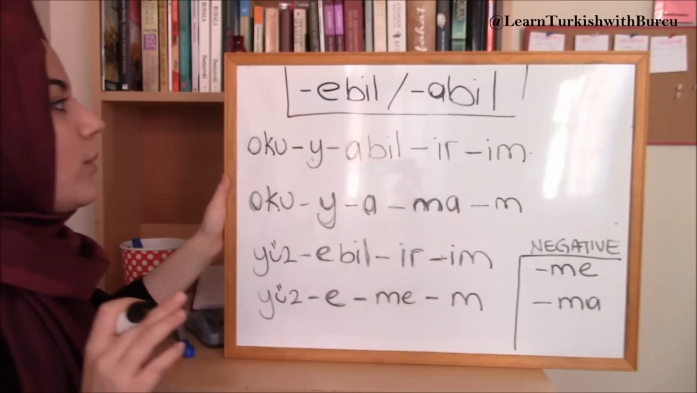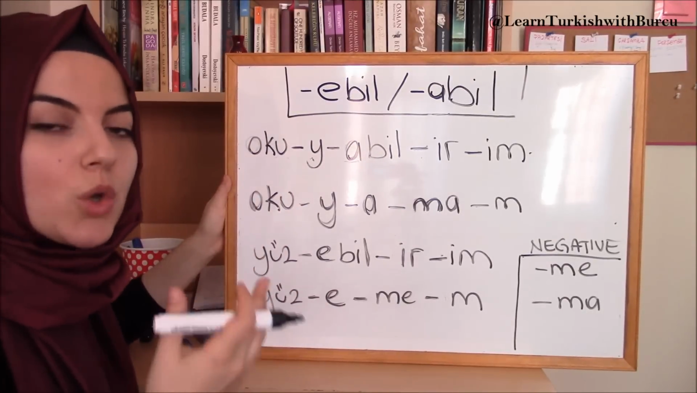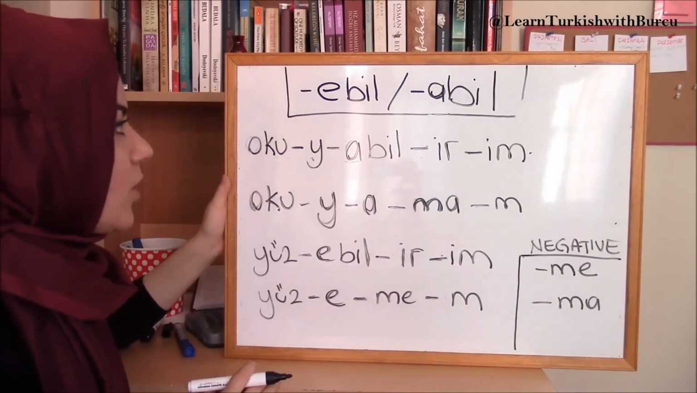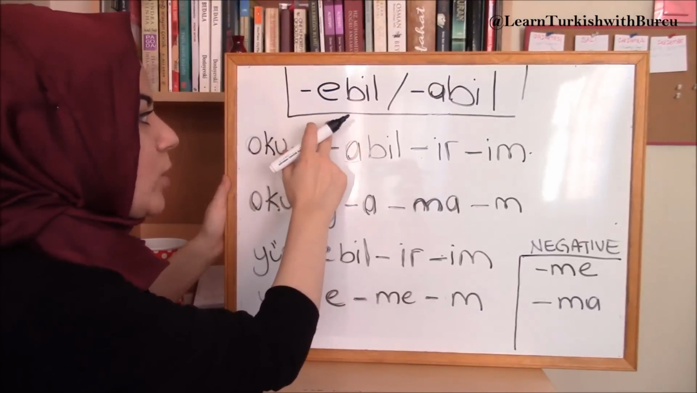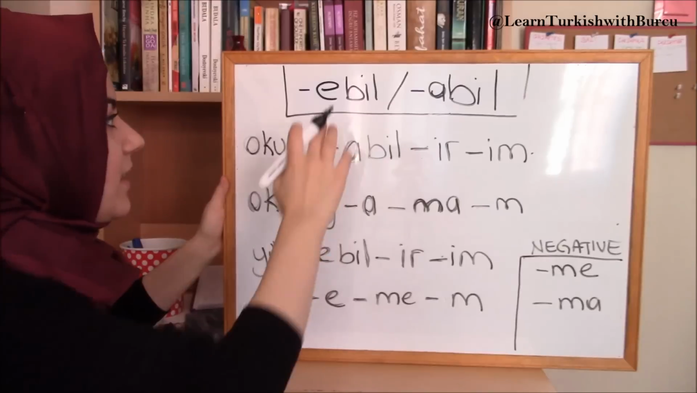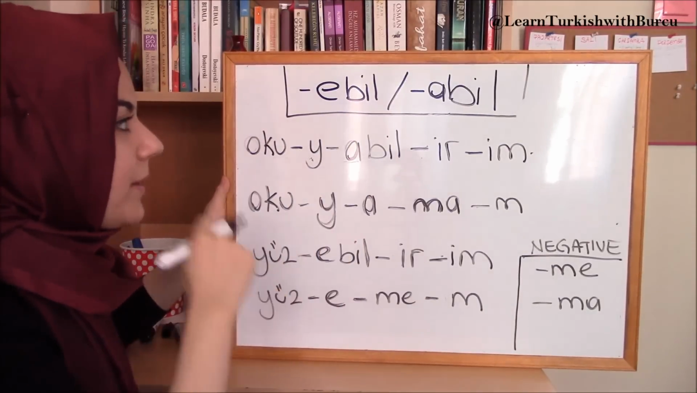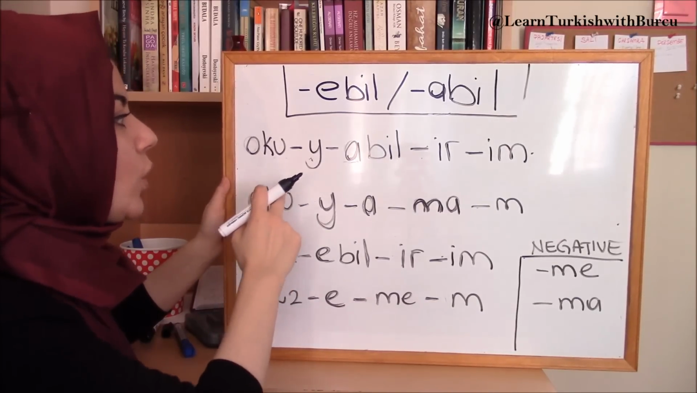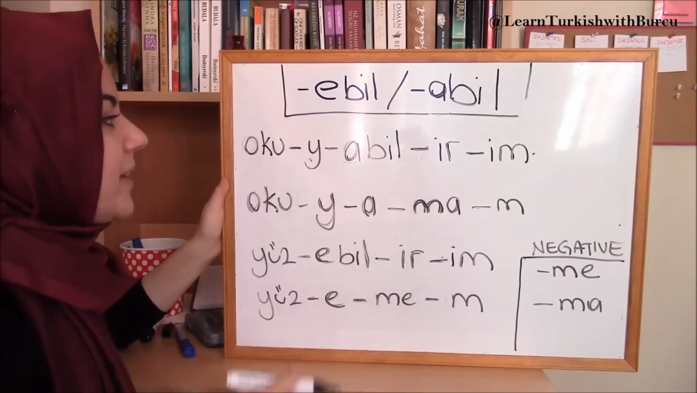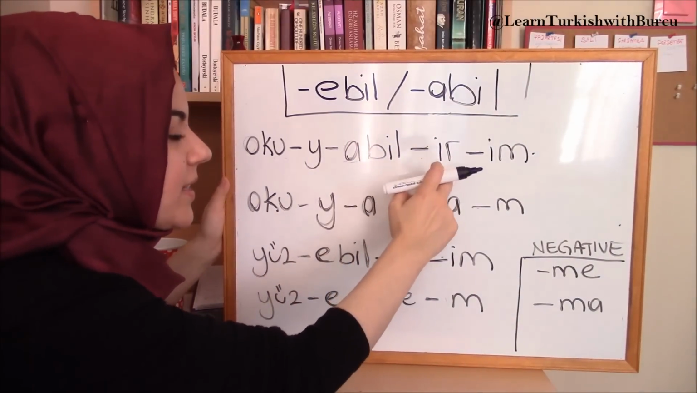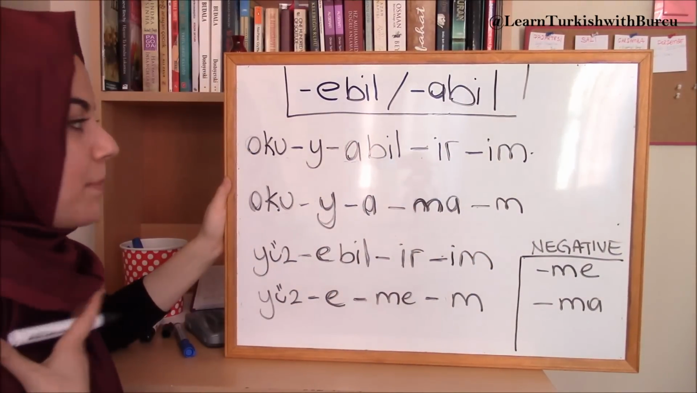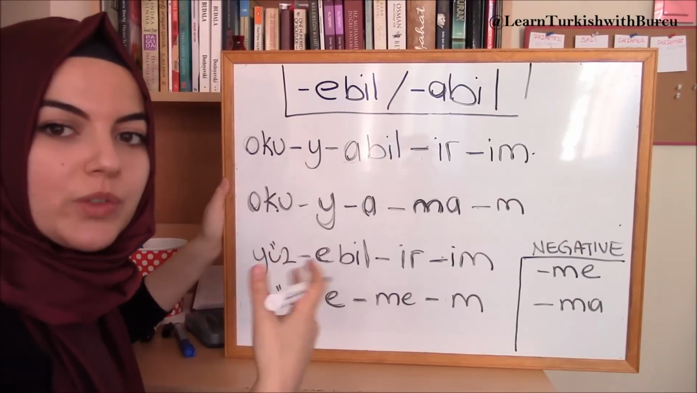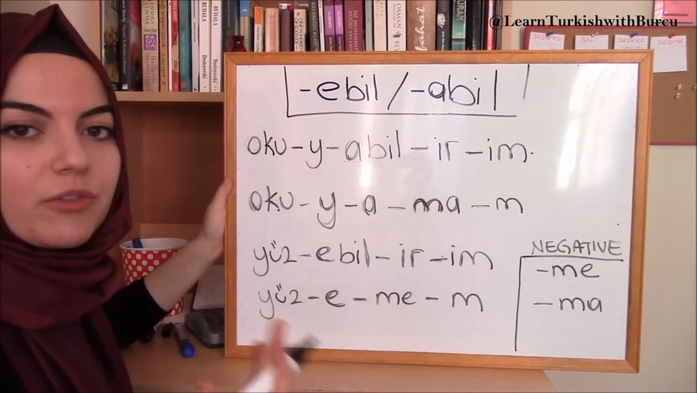Let's get started. I have chosen the same verbs again so that you can understand it better. I will show you the same examples and compare them, okay? Now, our suffixes, if you remember from the previous lesson, are ebil or abil, depending on the vowel. So the positive form was okuyabilirim. Abil suffix, time suffix, and personal suffix, ben. By the way, I have just included the first person singular, just to show you the negative form, and then I will show you the other forms.